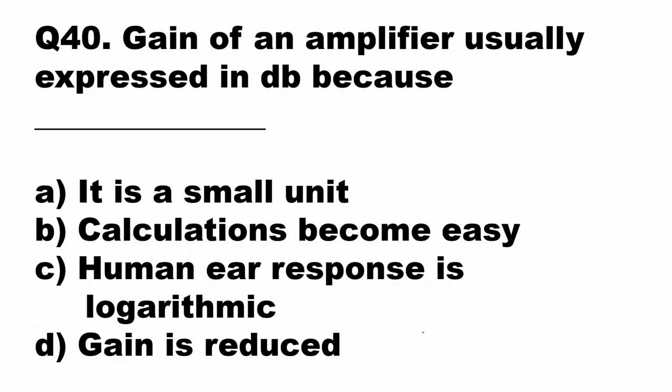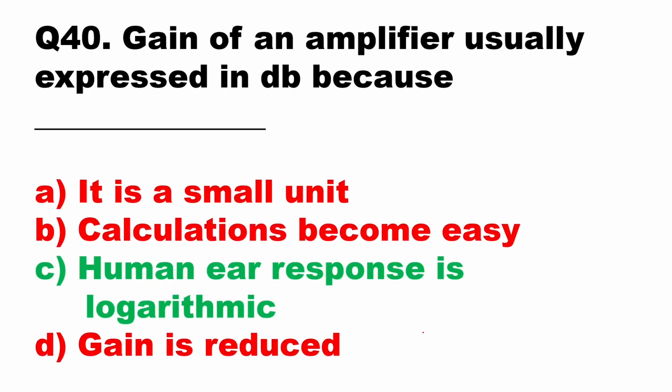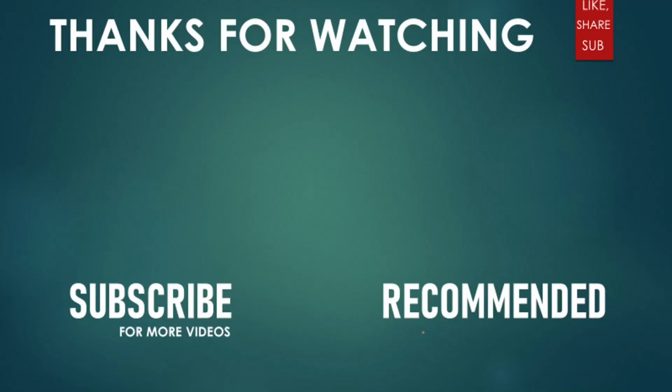Gain of an amplifier is usually expressed in decibels because, okay. Now here the reasons given are: A, it is a small unit; B, calculation becomes easy; C, human ear response is logarithmic; and D, gain is reduced. Out of these four answers, answer C will be the right answer: human ear response is logarithmic, and because of that gain is expressed in decibels. So here option C will be the right answer. Thank you, students.